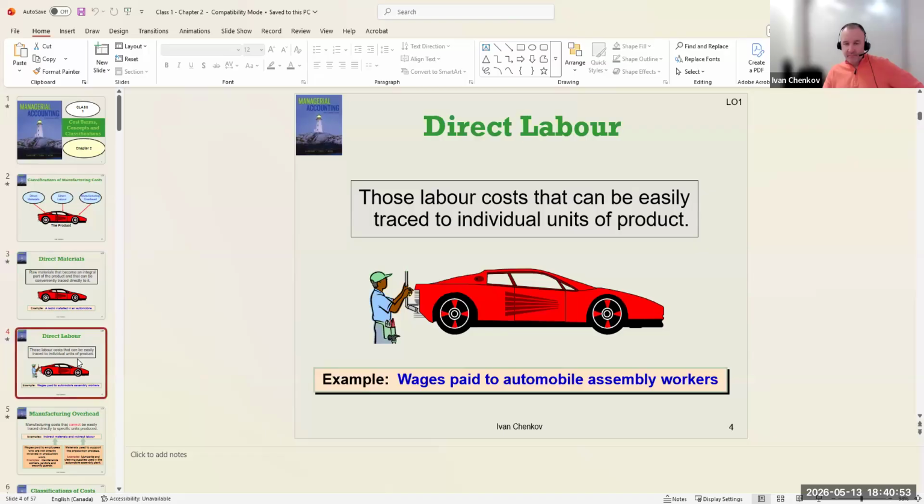Direct labor. Direct labor will be, again, another cost, the second cost that comes in the product. And that will be the labor or cost of the people working on the product, which can be easily traced directly to the individual product.